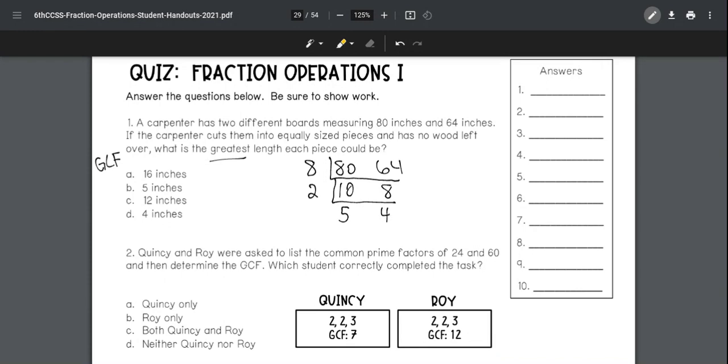Then I look at my next step ladder and there is nothing that I can multiply other than 1 to split up my 4's or 5's. So we're done. So we take our outside numbers and we multiply them to find our greatest common factor. 8 times 2 is 16. The answer to number 1 was A.